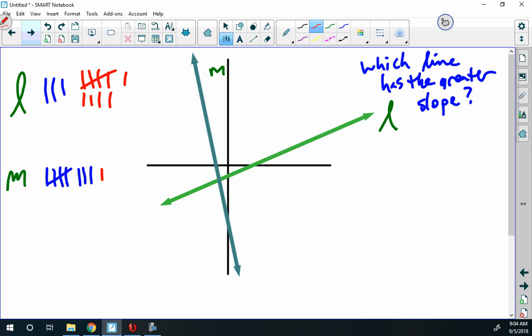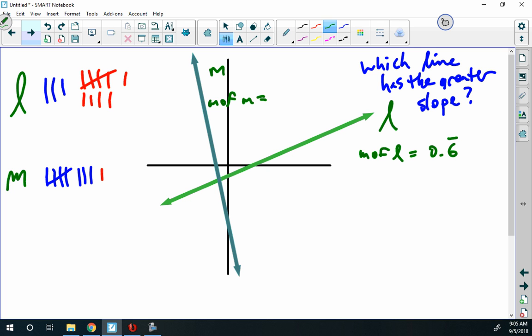This question is not intended to be a trick question, but it is intended to make you think. You think, well, slope is how steep the line is. But then you've got to think, if I were to calculate the slope of line L, it's probably going to be something like 2/3, maybe like 0.6 repeating.